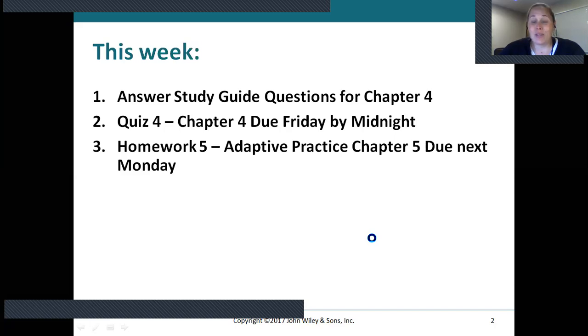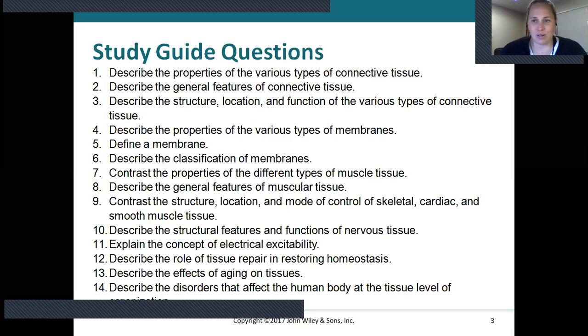So like I said, we will be discussing more of Chapter 4 this week, and then Chapter 5 next week, and then our first exam will be that following Thursday, which will include Chapter 5. Okay, so study guide questions. There's a nice long list here for Thursday, describing the various types of connective tissue, so on and so forth. These are found on the Moodle website, and then we'll be discussing them on Thursday.